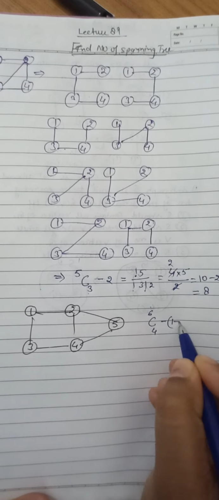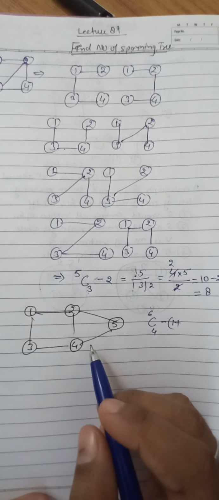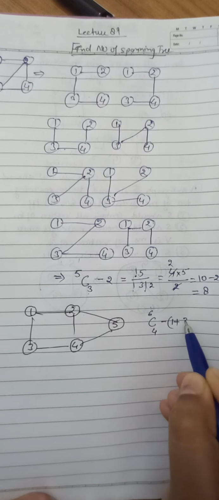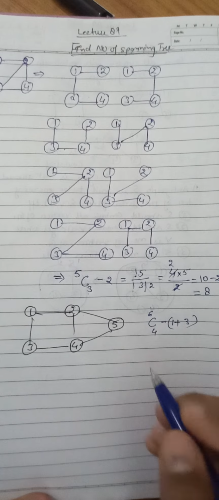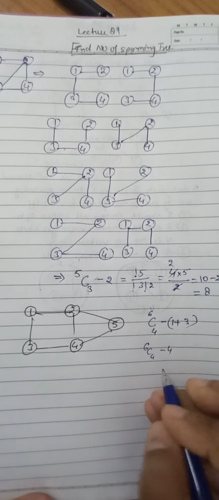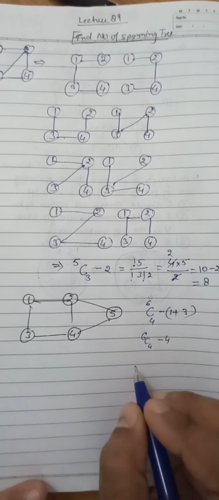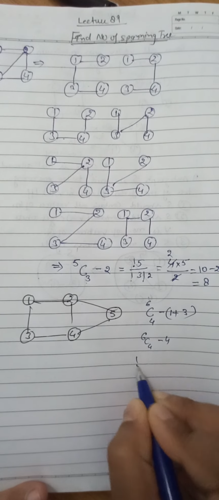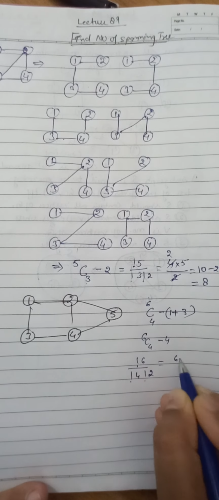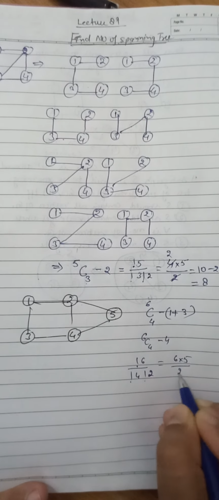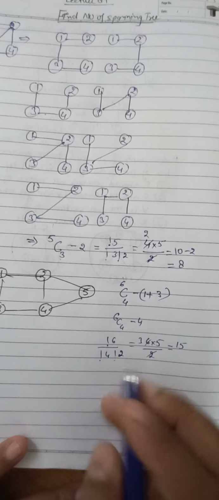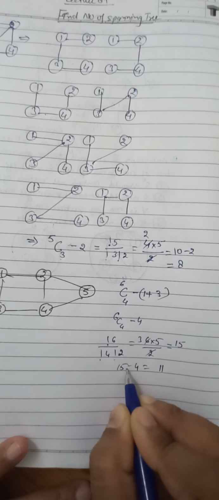So we'll write 1 plus the 3-length cycles. 3-length cycles are 3, like this, we can say 3. So total 6C4 minus 4. If we calculate it, we will get factorial 6 over factorial 4 times factorial 2. So 6, 5, the 4 factorial cancels, and the 2 remains. 15, and 15 minus 4 will be 11.